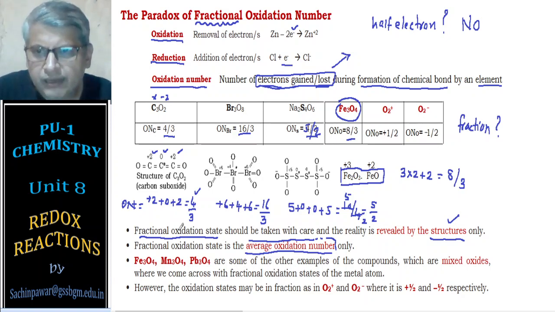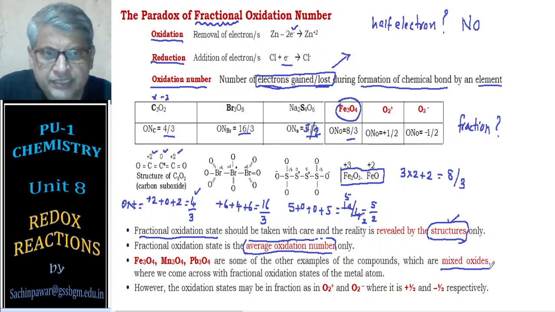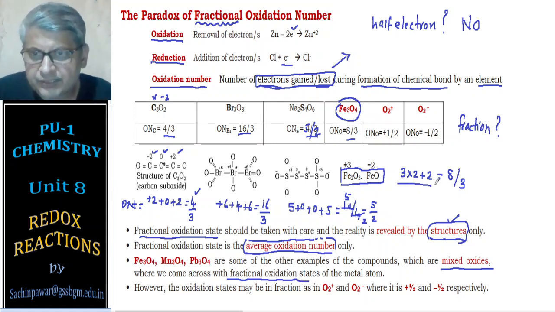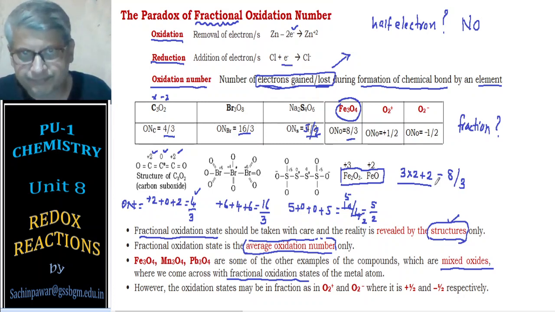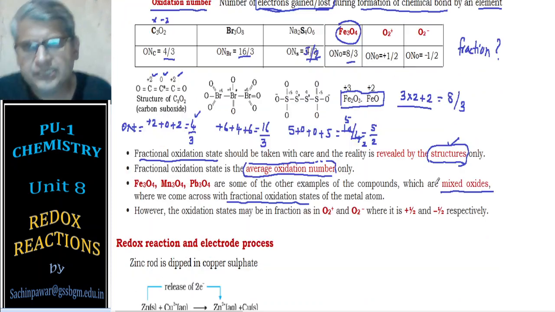So this is very much clear that the fractional oxidation number is either because of the structure you reveal, and in that case it is an average. But if you have mixed oxides, then the fractional oxidation state is to be found like this. So this is regarding the fractional oxidation number. Okay, fine. Let's move on to the next concept.